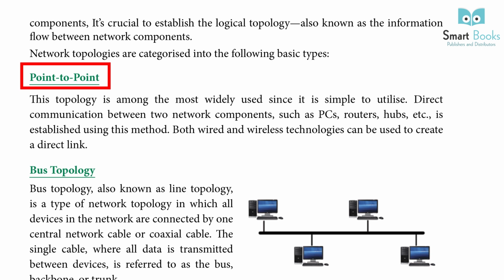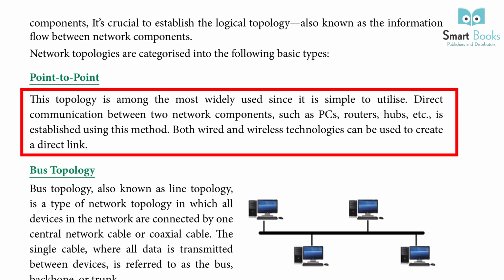Point to point. This topology is among the most widely used since it is simple to utilize. Direct communication between two network components such as PCs, routers, hubs, etc. is established using this method. Both wired and wireless technologies can be used to create a direct link.